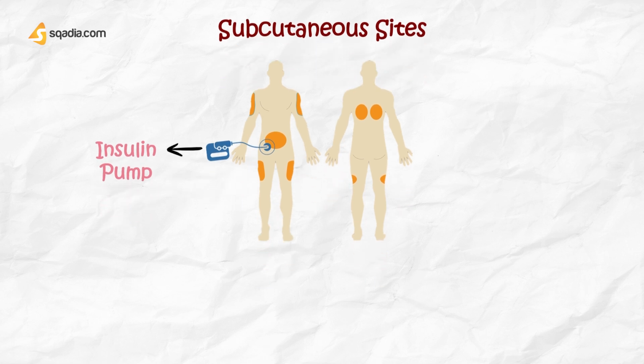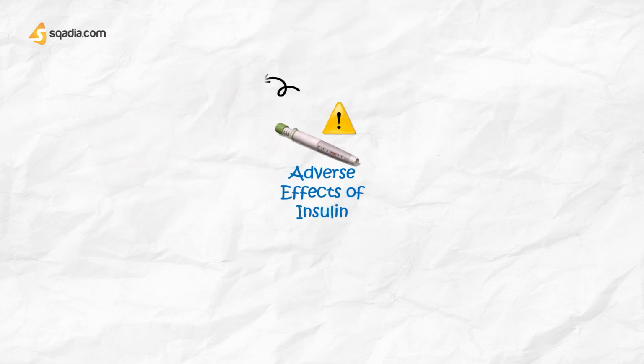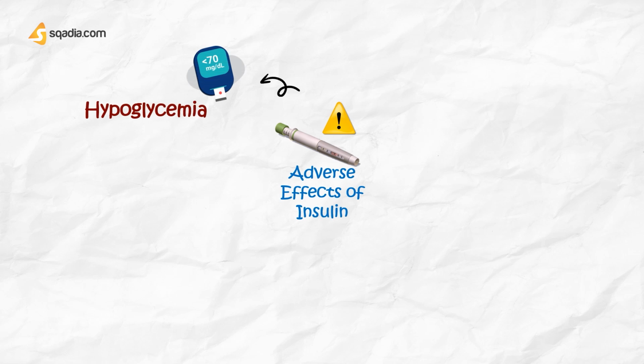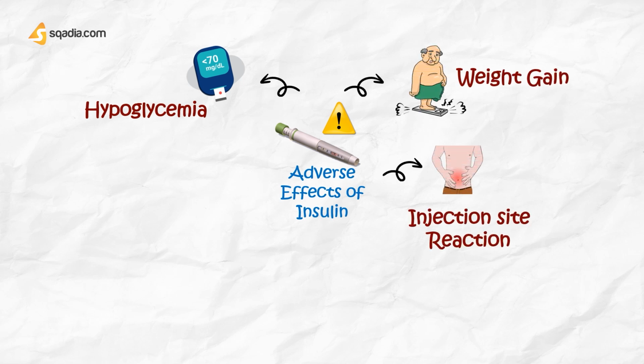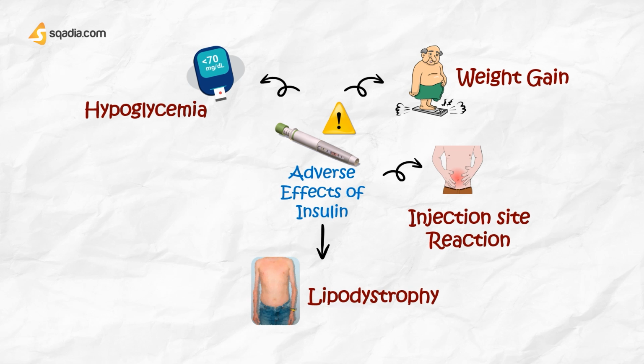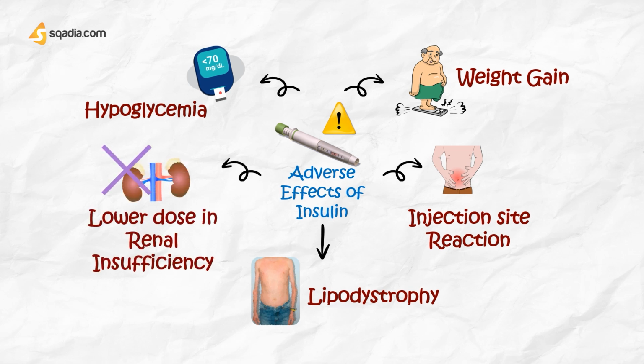Adverse reactions to insulin include hypoglycemia, which is the most serious and common adverse reaction to insulin. Other adverse reactions include weight gain, local injection site reactions, and lipodystrophy. Lipodystrophy can be minimized by rotation of injection sites. Diabetics with renal insufficiency may require a decrease in insulin dose.